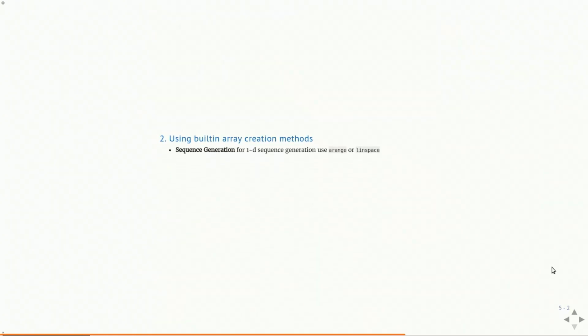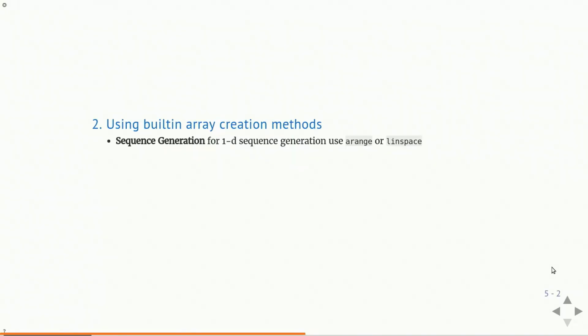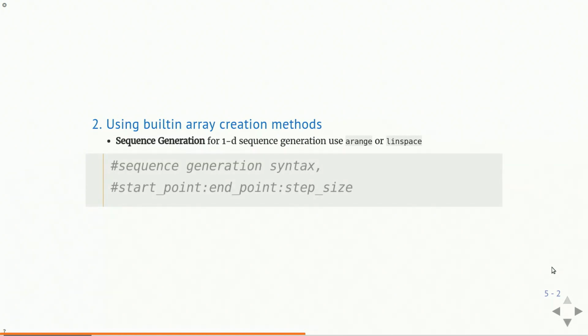Second and most commonly used method for creating arrays is using built-in array creation functions. The first set of methods are used to create 1D arrays with values from an arithmetic sequence. arange and linspace are two popular methods to use for generating sequences. So the arange method expects 3 arguments: the starting point of the 1D sequence, the end point of the sequence, and it is important to mention that the endpoint is excluded, and the step size or delta between each element.